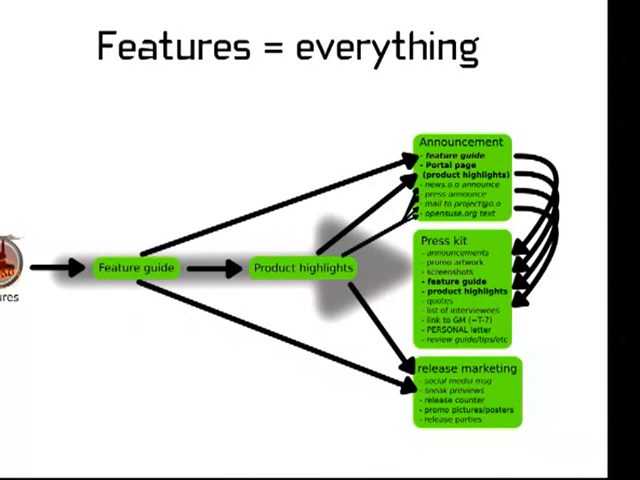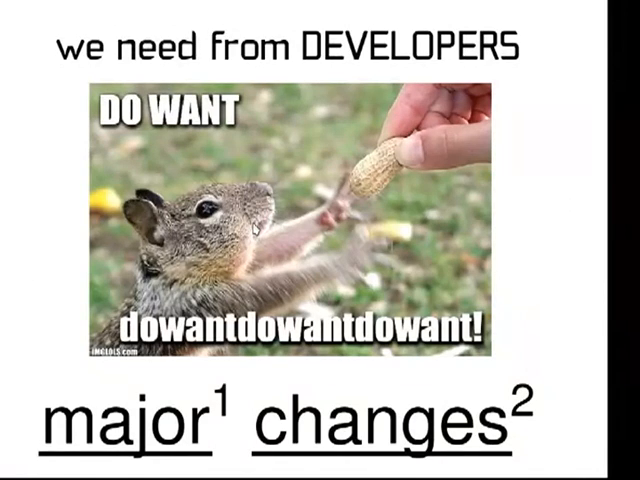And out of the product highlights, we can write the announcement, or the 3 announcements that we have, and we put it on the website, and we also use that for the social media messages that we send out on the release day. But it all starts with the features. Now, from developers, we need those features. We need to know what the major changes are that are coming in openSUSE.